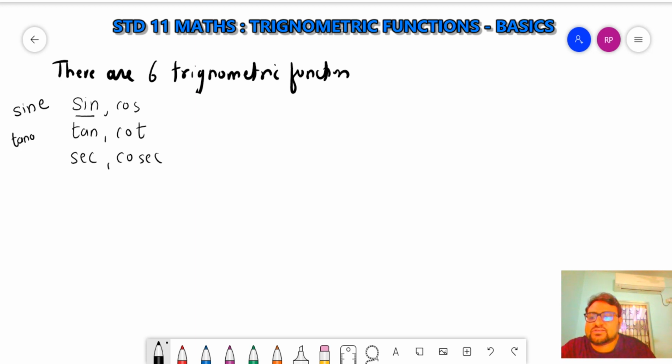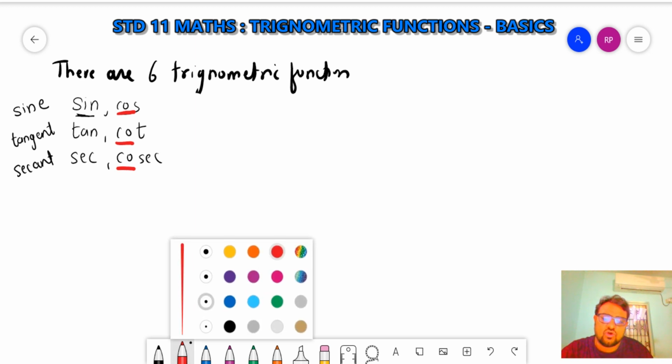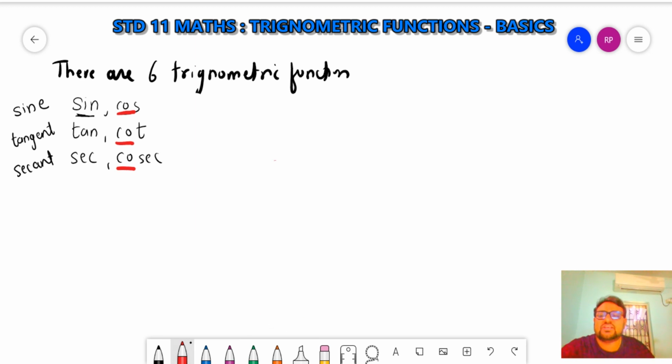Tan, that is tangent, and sec, that is secant, cosecant. Okay, now see all this sine and cos. You will see one thing common everywhere. Okay, this is CO: cosine, cotangent, cosec. This CO means complementary angle.